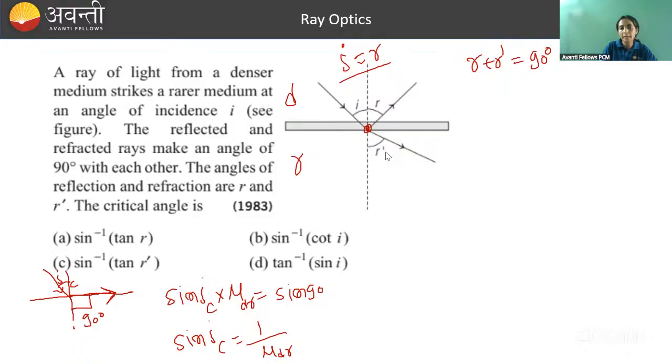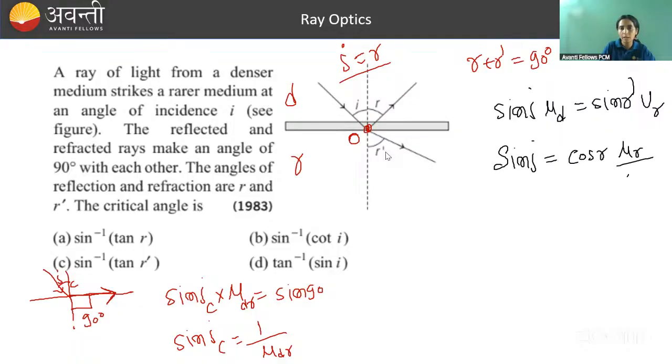So if you write at point O for this given diagram, Snell's law, then you will be writing sin i times mu denser is equal to sin r dash times mu rarer, right? So if you go further, sin i is equal to... r dash you can write as 90 minus r. So that will become cos r, and this is equal to mu r by mu d.